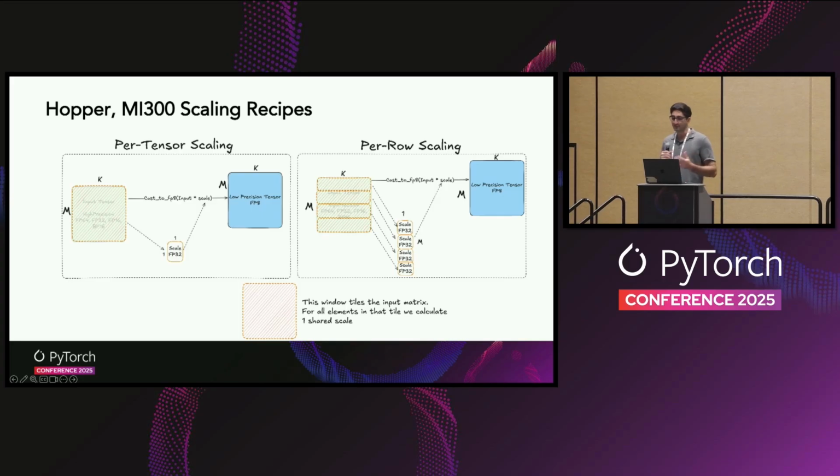And for per row scaling, as the name suggests, instead of using one window per tensor, we're going to use one window per row. And this gives us m different windows and m different scale factors. And this ultimately gives us more total scales. Empirically, this reduces the impact of outliers, and this leads to lower reconstruction loss. And notice in both cases, the scales themselves are stored in FP32.